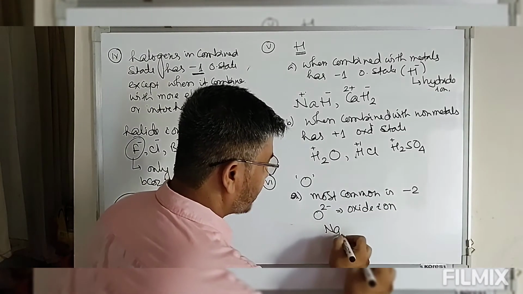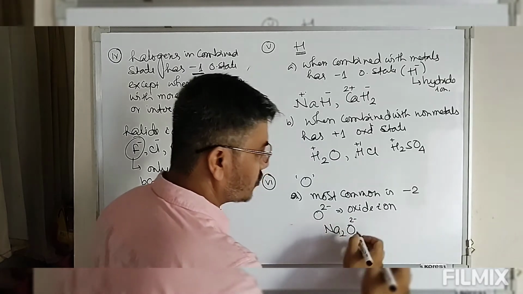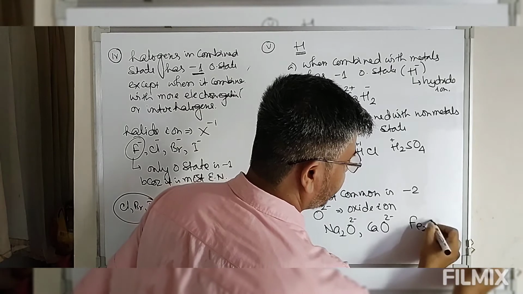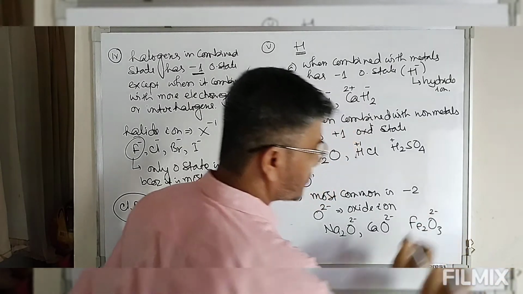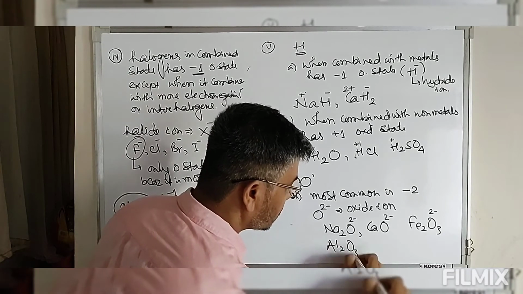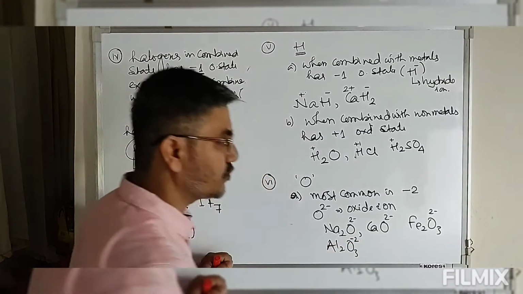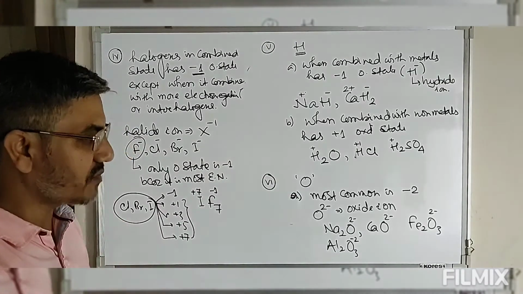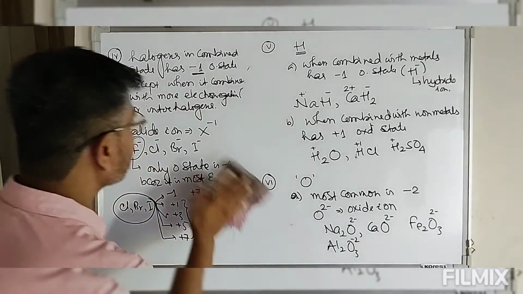Take this. We have sodium oxide, Na2O. Calcium oxide, CaO. Fe2O3, iron oxide. Oxygen is -2 here. Take aluminium oxide, Al2O3. Oxygen is -2 here. So in all oxides, the oxidation state of oxygen is -2.